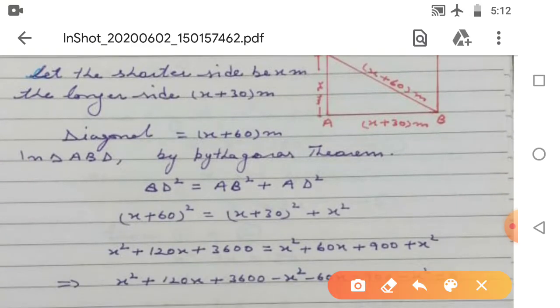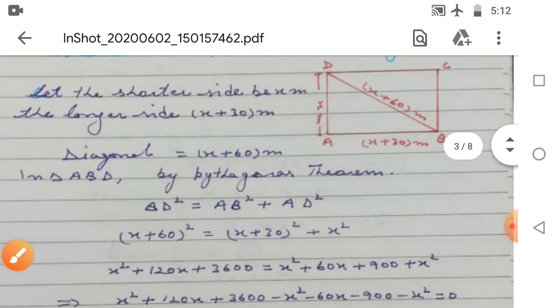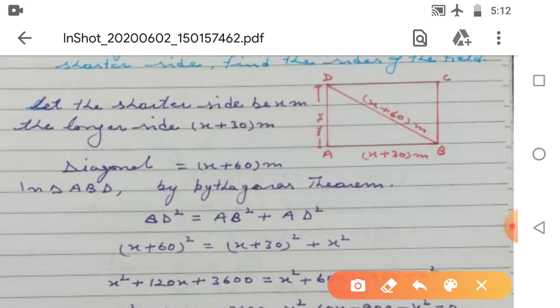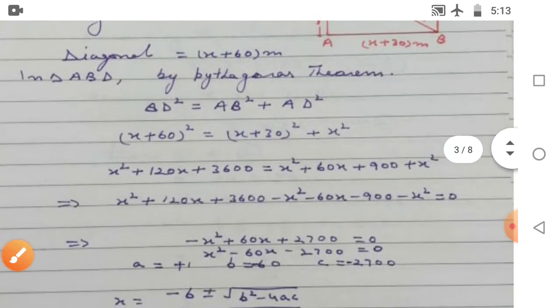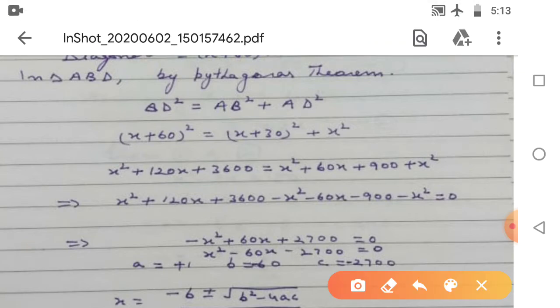Now, look at this triangle ABD. We use the Pythagoras theorem, because ABCD is a rectangle, so angle A is 90 degrees and we have right angle triangle ABD. By Pythagoras, hypotenuse square is equal to the sum of the squares of the other two sides, that is BD square is equal to AB square plus AD square. So, (x plus 60) whole square is equal to (x plus 30) whole square plus x square. Now, apply a plus b whole square, which as you know is a square plus b square plus 2ab.